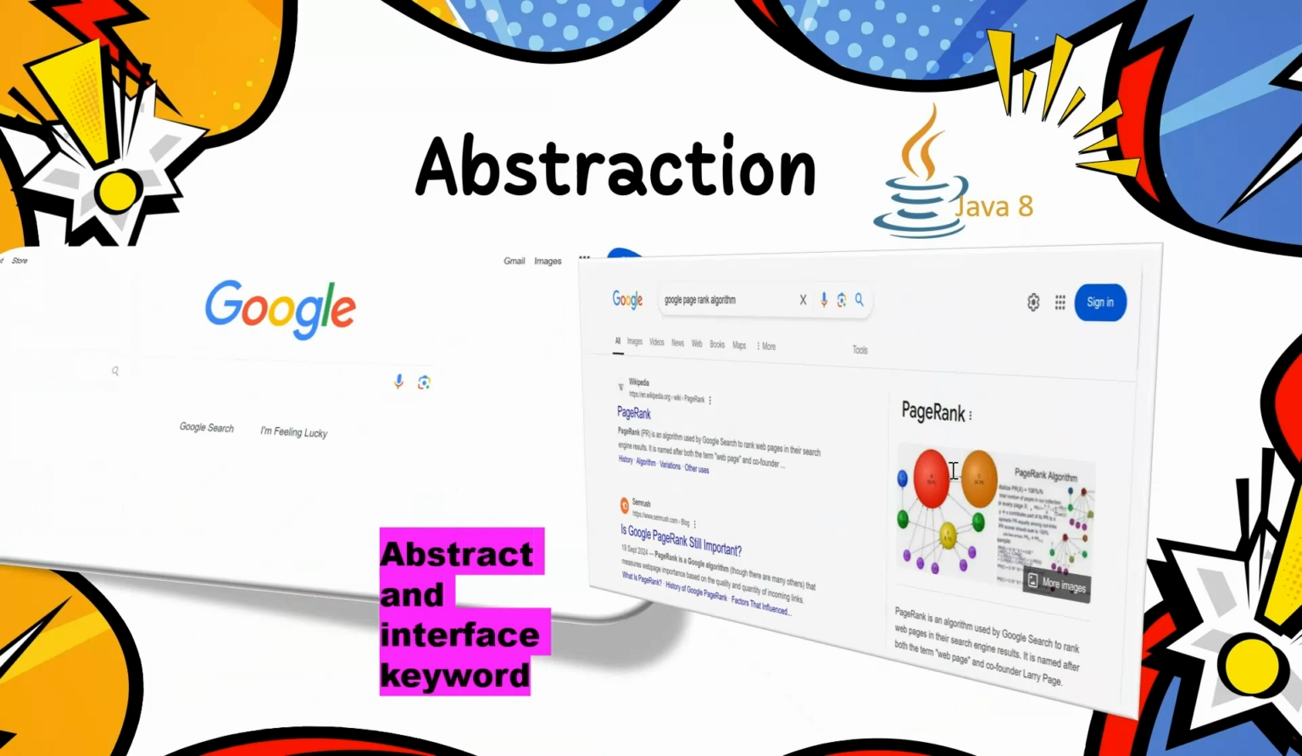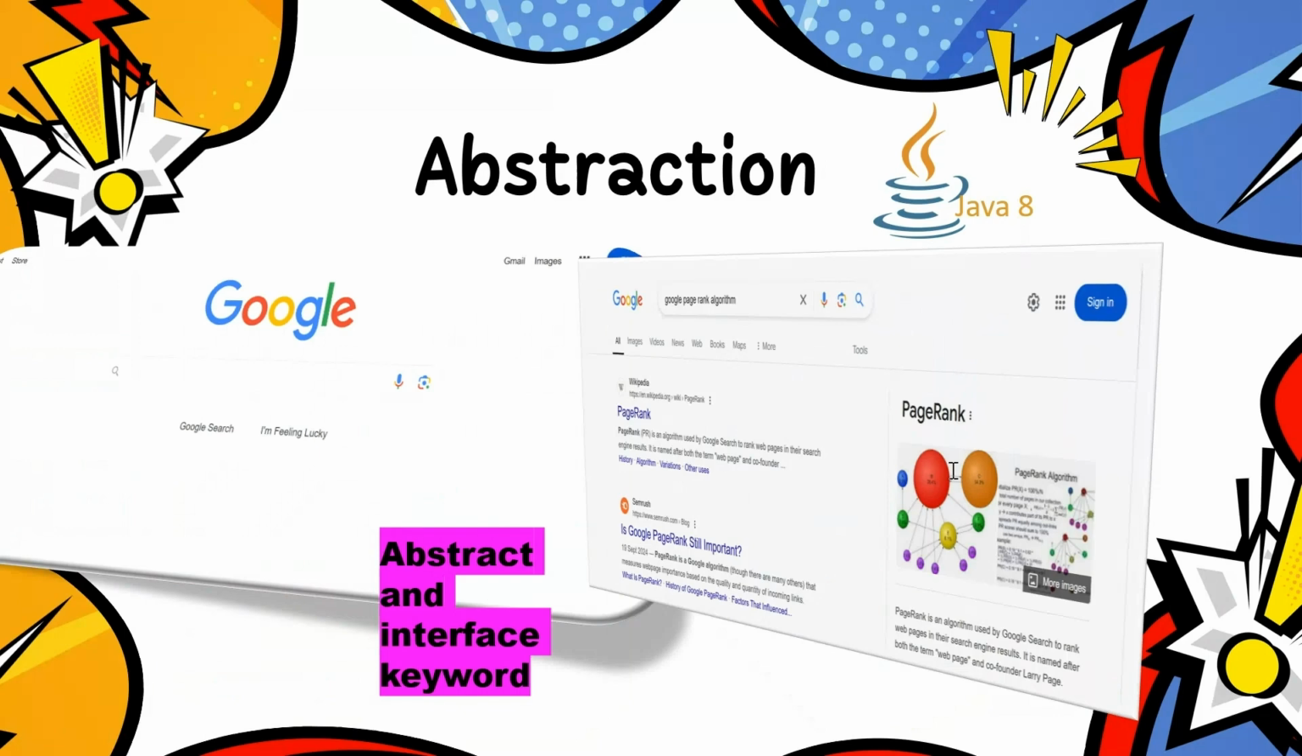Abstraction. Abstraction is a way to simplify complex systems by showing only the important details and hiding everything else. Imagine using Google search. All you see is a search bar and a button. Behind the simple interface, a lot of things are happening. Google is retrieving data, processing it, and delivering results. But you only see the final results.